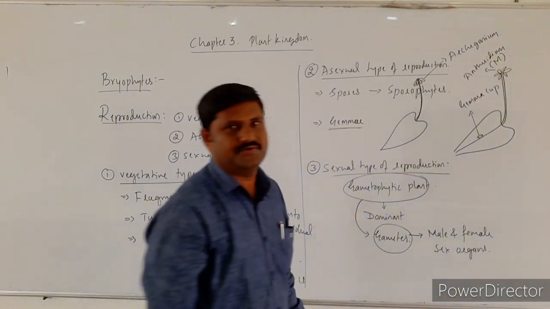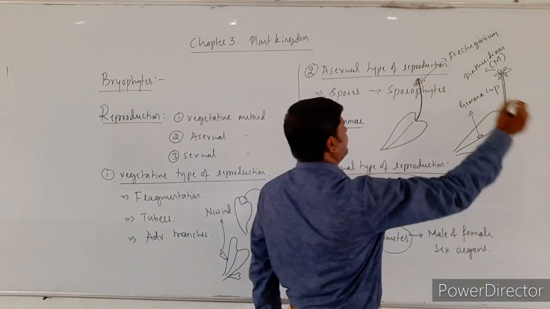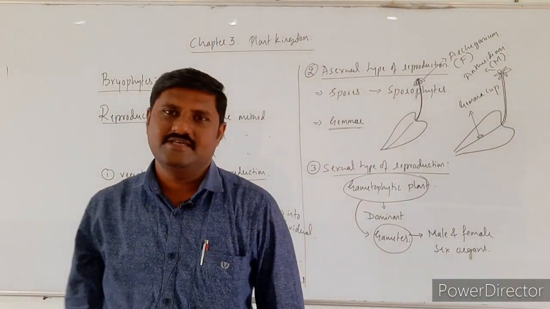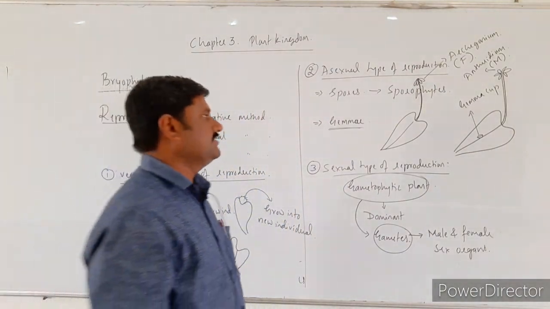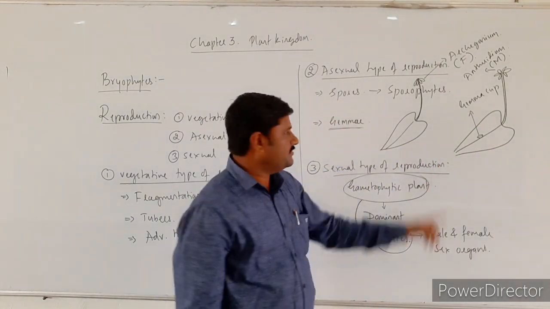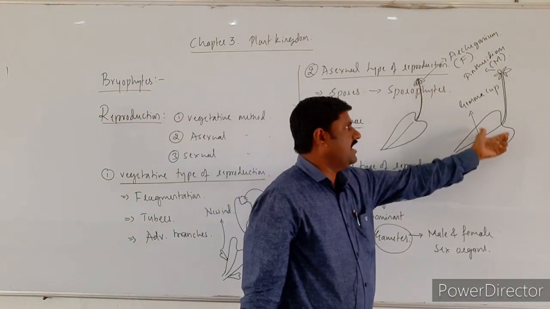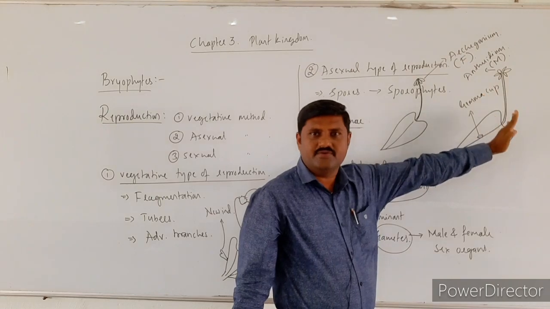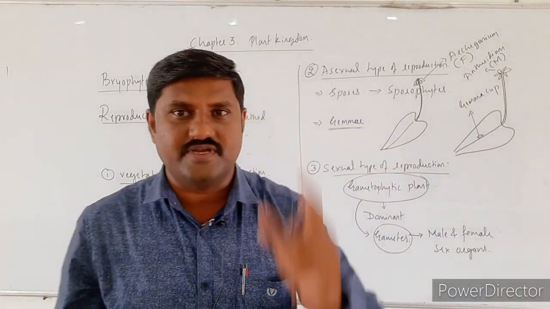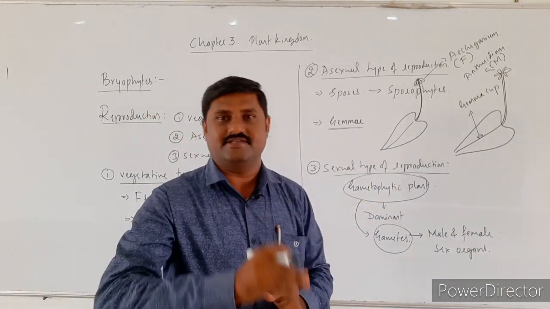This is archegonium. Antheridium is the male sex organ and archegonium is the female sex organ. These plants are separate; this plant is the female plant and this plant is the male plant. In individual male and female plants, individual sex organs are produced over here. Hence these plants are said to be dioecious in nature.